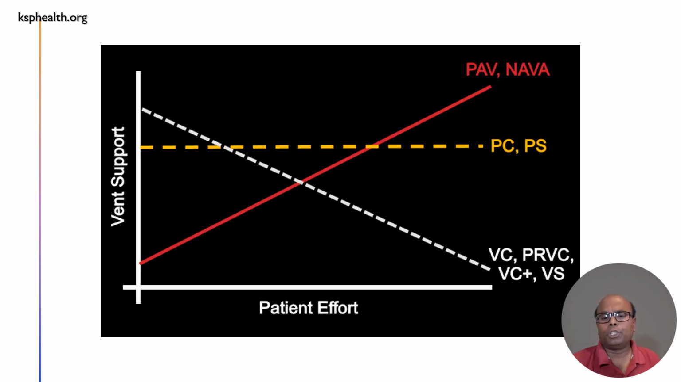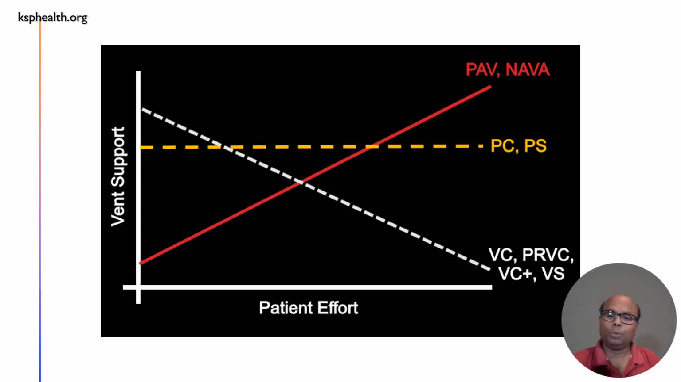It differs from other conventional modes. In conventional modes like volume control, PRVC, VC plus, and volume support, when the patient effort improves, the ventilator support decreases. In NAVA and PAV, when the patient effort increases, the support increases. That means the patient is not an air hunger patient, is not dyspneic, and is not fighting the ventilator. As far as patient-ventilator synchrony goes, these are the 2 modes one can choose.